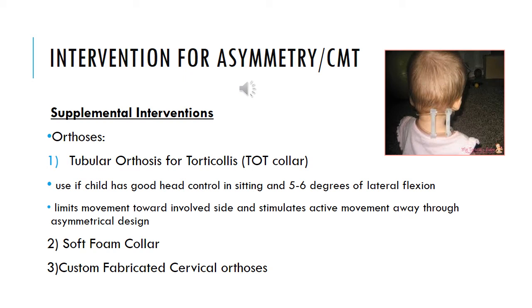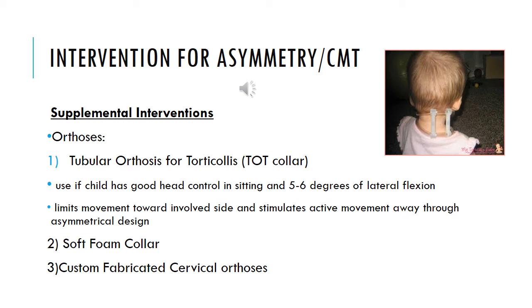The tubular orthosis for torticollis, otherwise known as the TOT collar, is pictured over to the right-hand side. This collar could be considered for children who already have established head control, and it's going to limit the motion of lateral flexion into their preferred side. So for the picture here, this child would have a right-sided involvement of their sternocleidomastoid, and this TOT collar will promote midline and limit somewhat the ability for that child to laterally flex to the right.